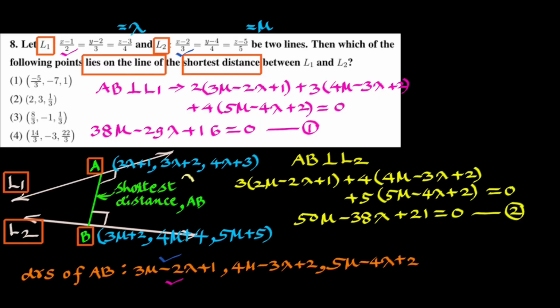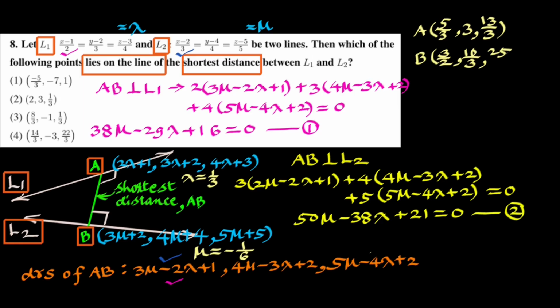Using lambda equals 1 upon 3 here, we get the coordinates of point A: 5 upon 3, 3 and 13 upon 3. Putting mu equals minus 1 upon 6 here, we get the coordinates of point B: 3 upon 2, 10 upon 3 and 25 upon 6. Now the DRs of AB will be 3 upon 2 minus 5 upon 3, 1 upon 6, minus 1 upon 3, 1 upon 6.